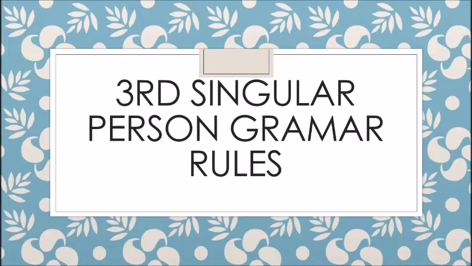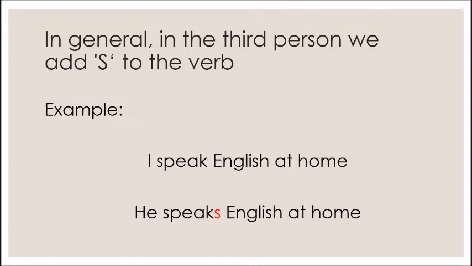These are the third singular person grammar rules. In general, in the third person, we add s to the verb. For example, if we use the personal pronoun I, we have to say, I speak English at home. But if we use the personal pronoun he, we have to say, he speaks English at home.